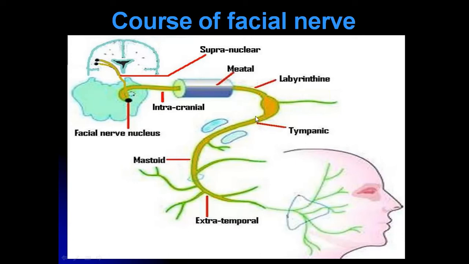So 15, 10, 4. This is 11, and 4, 11, 13. So this is almost 13 millimeters in size. The extratemporal part will be longer, whatever from the exit of the stylomastoid foramen, it will be like that. As you could see, CMLTV.